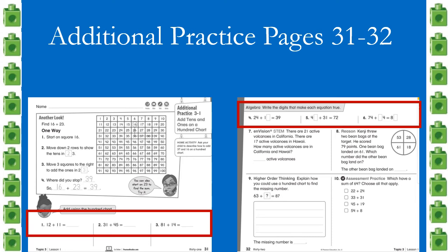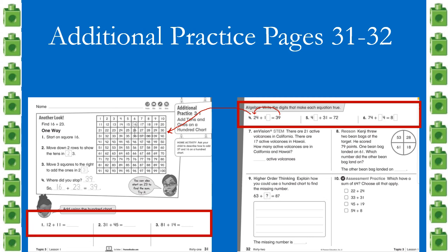For 4, 5, and 6, we have some numbers that are missing. So look at number 4. 24 plus something equals 39. And remember, when we're missing an addend, one of the things that we can do is subtract. We can do 39 minus 24. And of course, we could just use our 100 chart for that. Okay? There are other ways you can figure this out, but why don't you do this one for now?